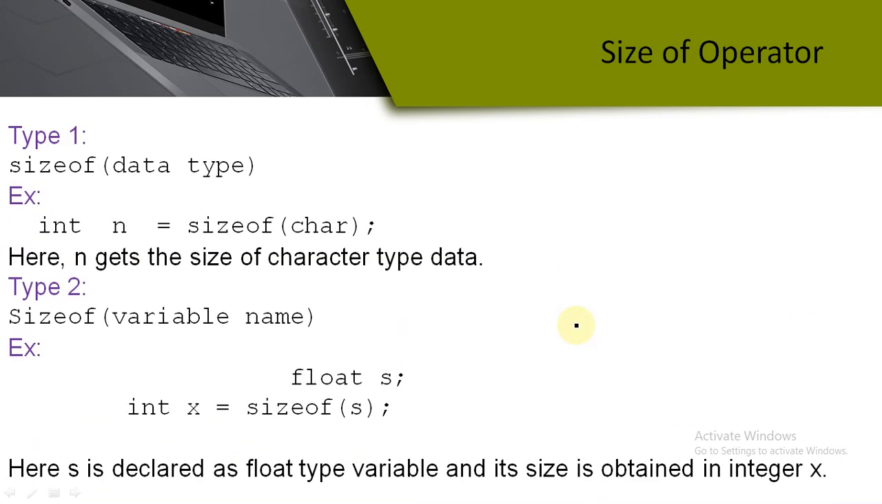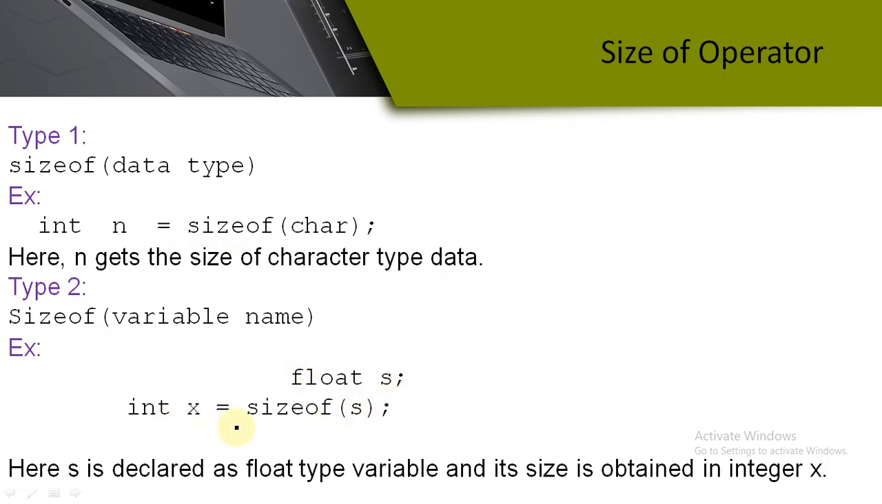Right. Next, the sizeof operator. If you want to know the size of a programming entity, like a variable or a structure or a constant itself, or the variable type itself, we can use the sizeof operator. See, sizeof(int), if I write and put a semicolon, it will get me 2 bytes. 2 is the answer. int n = sizeof(char), 1 is the answer, because characters will consume 1 byte. Here n gets the size of the character type. Type 2, float s. s is declared to be float.